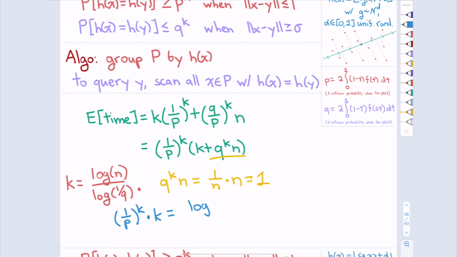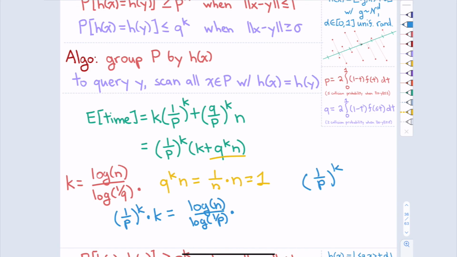And if I just plug this in and I don't do anything too clever, the outer k is not a big deal. Times, okay, so now what is 1 over p to the k equal to? What is this? Okay, this is going to be okay.